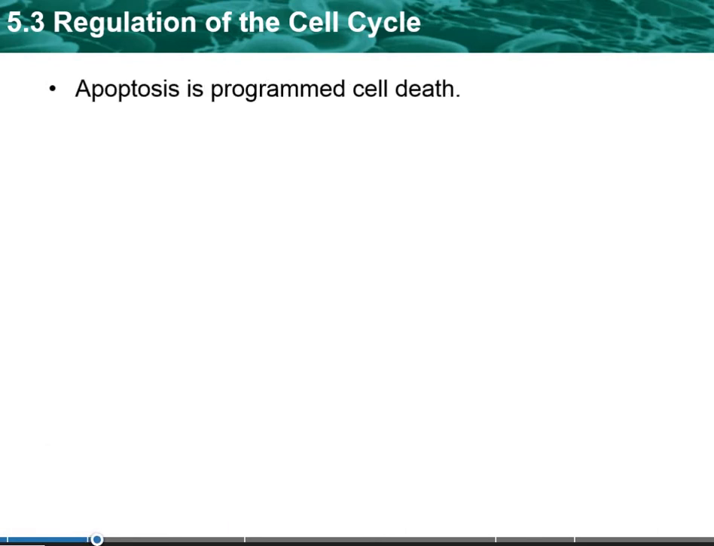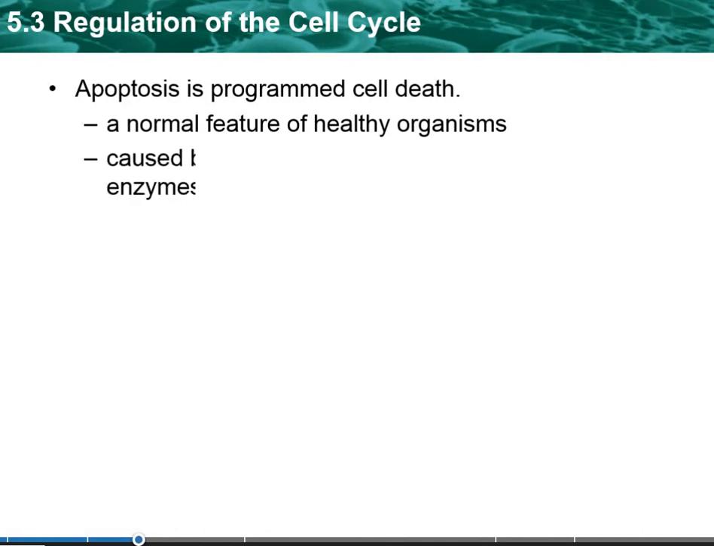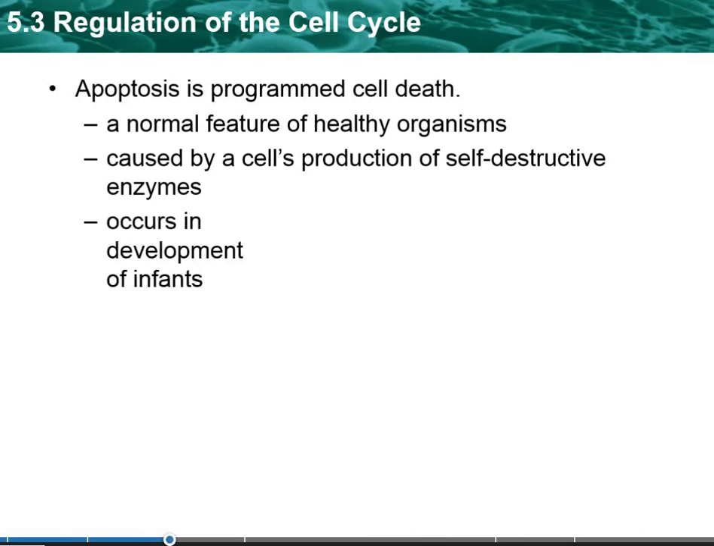Another thing that's going to help with the cells as they're growing is what's known as apoptosis. And apoptosis is programmed cell death. It's not saying that, oh, all of a sudden this cell is supposed to die at this date. It's a normal feature in healthy organisms. So as organisms are developing, it says to stop making cells in this area and things like that. It's caused by cell production for self-destruction, destructive enzymes.